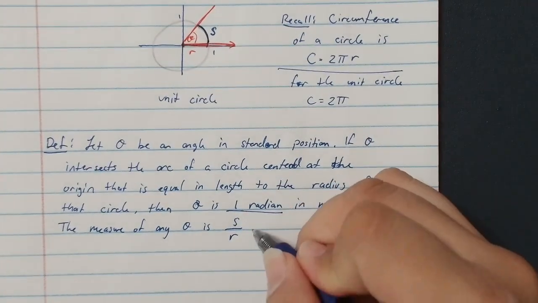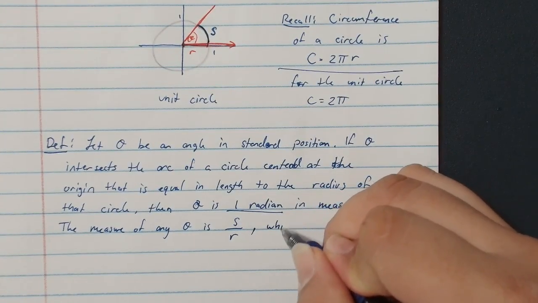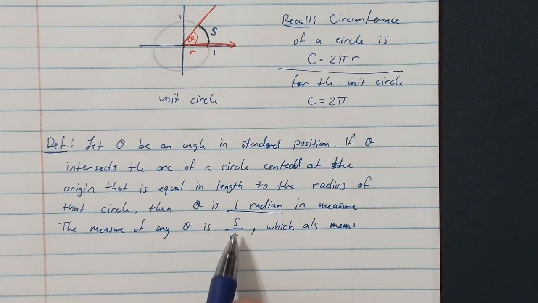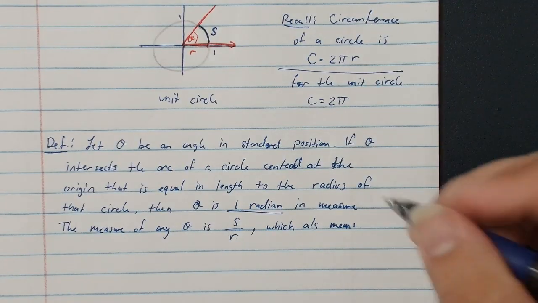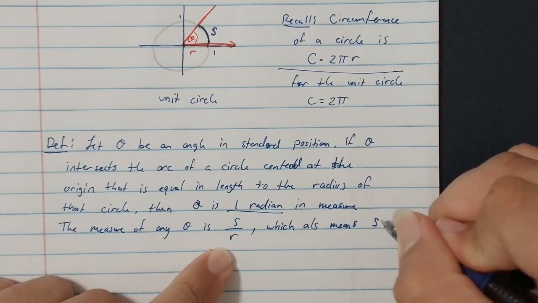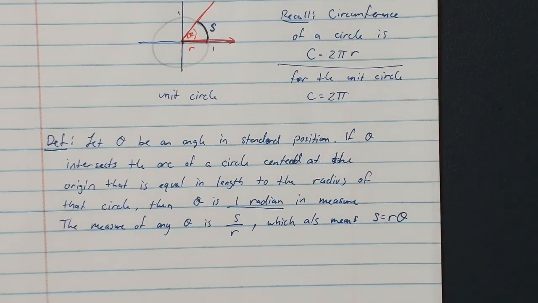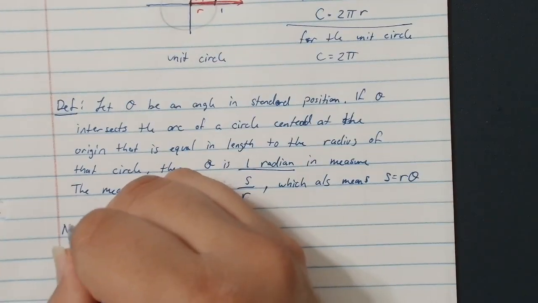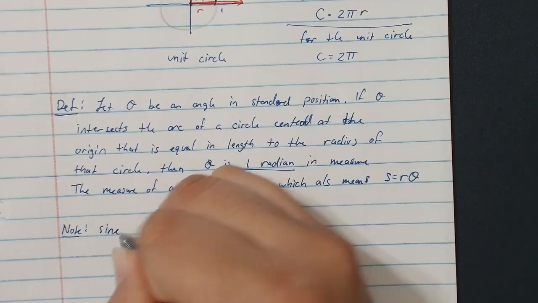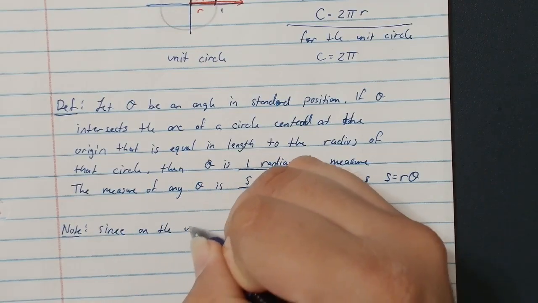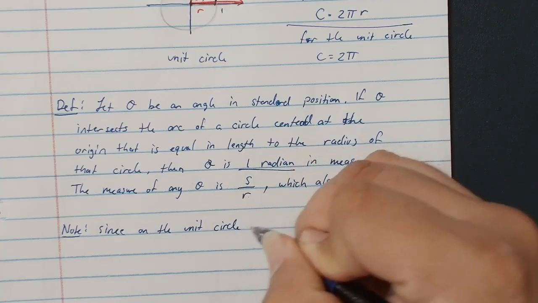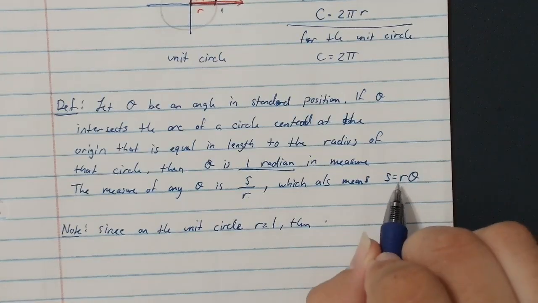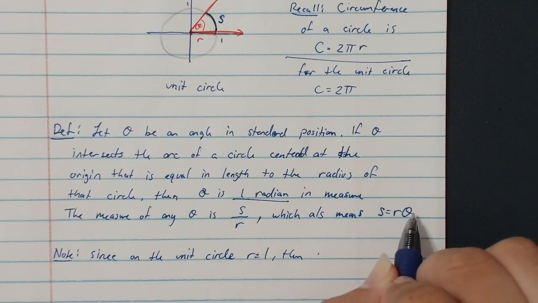Okay? Or you can also think of it, which also means you can say, well, theta is equal to S over R. You can multiply R on both sides, and you could say that also means that the arc length is equal to R times our theta. But on the unit circle, r is equal to 1. So here note, since on the unit circle, r is equal to 1, then on that same unit circle, you would have the arc length is equal to your angle.